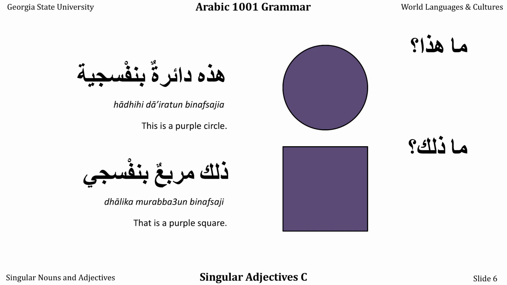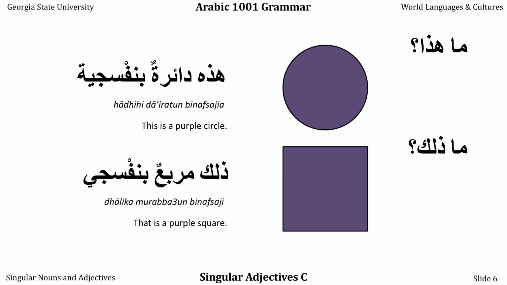Hadihi da'iratun binafsajiyya. Binafsaji is the Arabic word for purple. They borrowed it from Persian, as they borrowed many other words from Persian and vice versa. So hadihi da'iratun, and I take binafsaji for purple, and I add ta marbuta to make it agree with da'ira. If there were going to be another word after binafsajiyya, I would add the tanween ad-dam character to binafsajiyya as well, but since it's the last word, it gets no case marking. Hadihi da'iratun binafsajiyya. This is a purple circle.